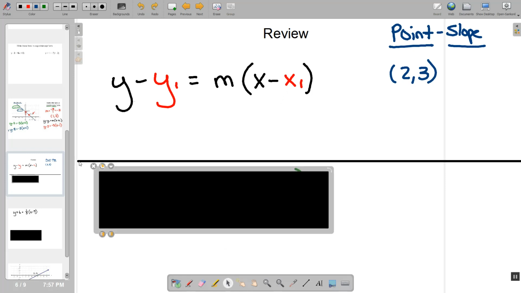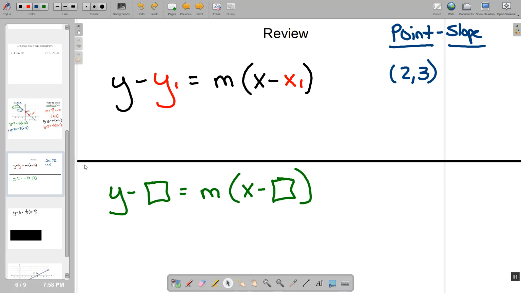I also write point slope form in this spot with open boxes to remember what I'm going to be filling out with the ordered pair. Be very cautious about the fact that the numbers in front here are negatives because it's a very easy mistake to make.